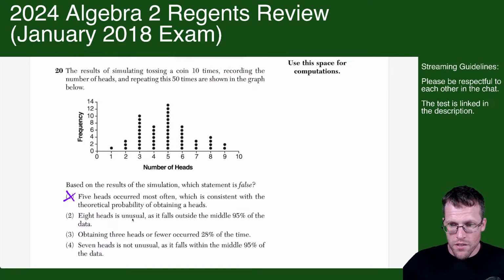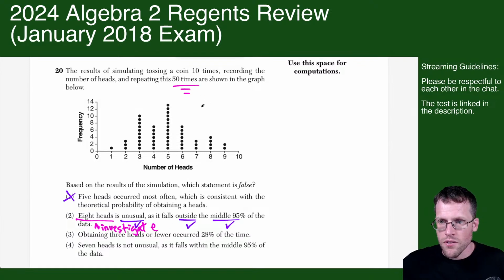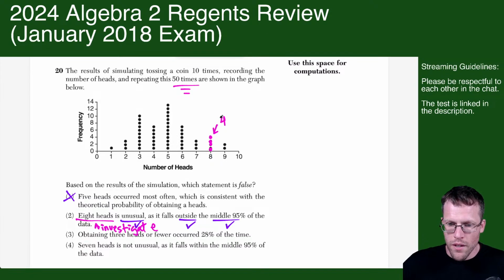8 heads is unusual as it falls outside the middle 95%. Okay, so we can say something is unusual if it goes outside the middle 95%. This is true, this is true, this is true. But this one we have to investigate. Is this falling outside? Well, this was repeated 50 times. There's 50 dots here. So if we look, 8 is over here, and there's 4 of these. So you see 8 heads is unusual as it falls outside the middle 95% of the data.